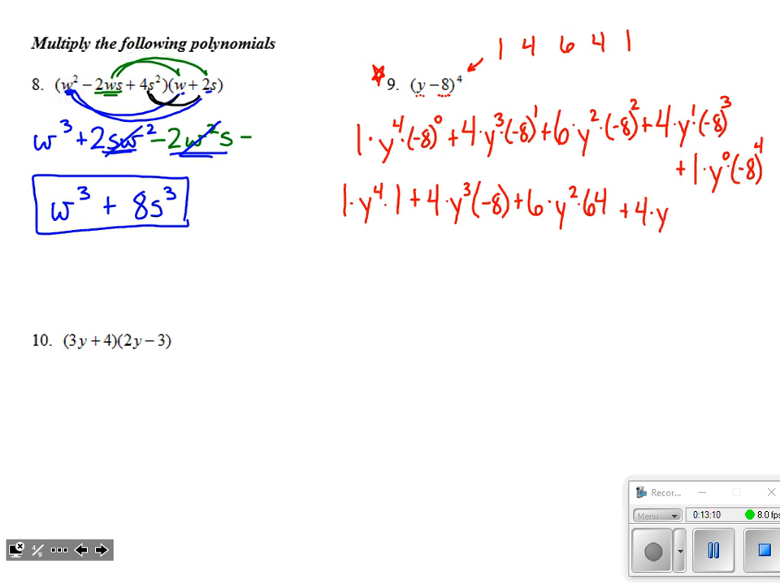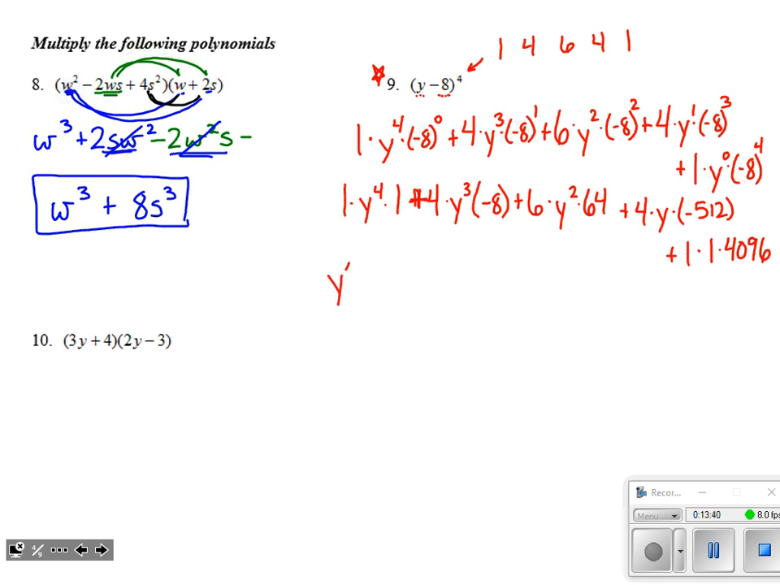Plus 4 times y to the first power times a negative to an odd power, so negative 512. Then my final term is 1 times something to the 0 power times a negative to an even power. Use the calculator to find that 4,096. And our last step is just to clean up all this multiplication, right? We can clearly see all the adding and subtracting that's going to happen in between our terms.